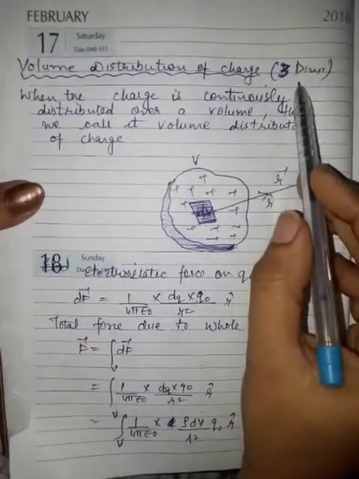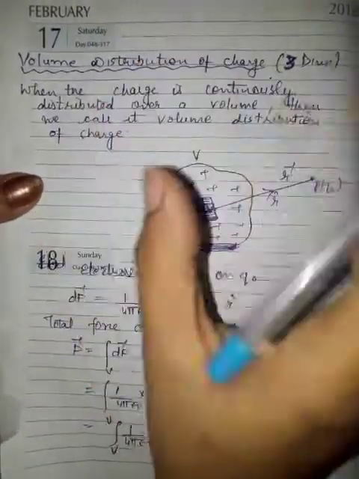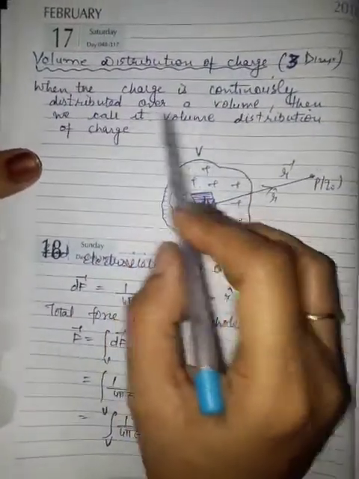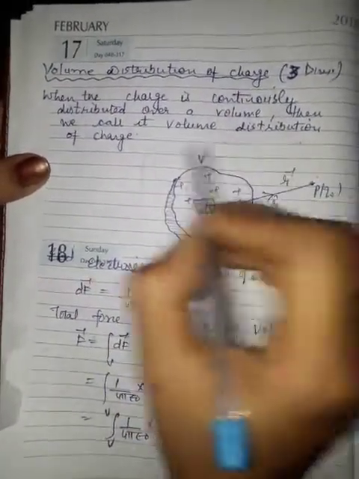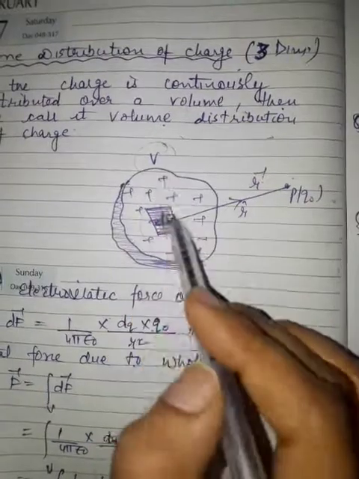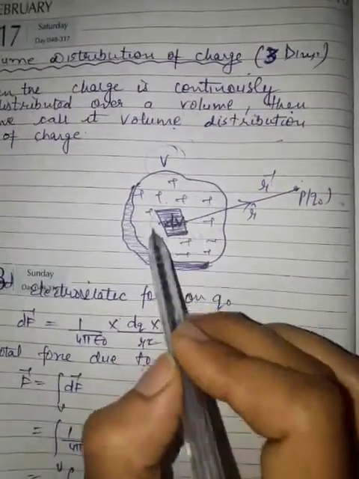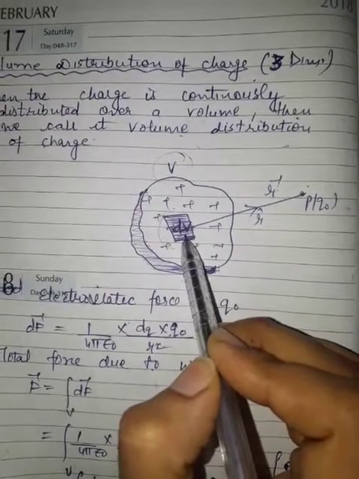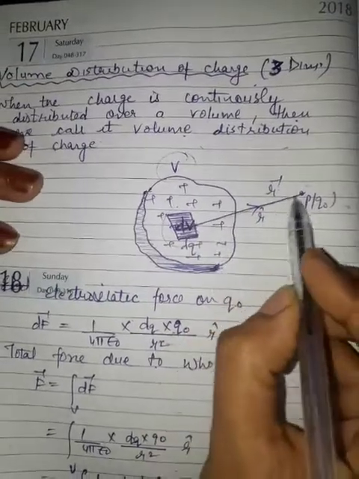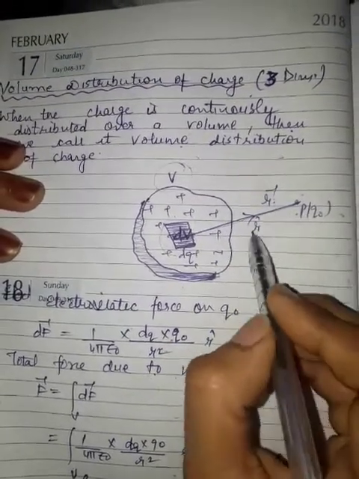Now next we have volume distribution of charge. That means when you are talking three dimensionally, the charge is distributed over the volume, like when you take a bowl, the whole volume of that bowl. When the charge is continuously distributed over a volume, it is called volume charge distribution. In the same way, suppose V is the volume, and Q is the charge distributed over the volume V. Consider a small volume element dV. It has a charge dq. Let P be the point where you want to find out the force. Take a position vector of this as r vector. Let r cap be the unit vector in the direction of this.